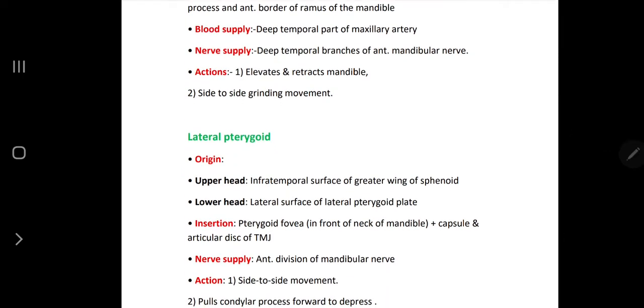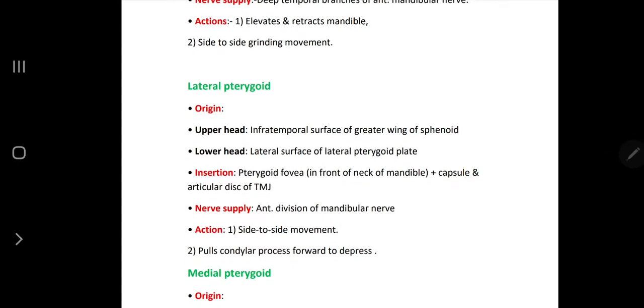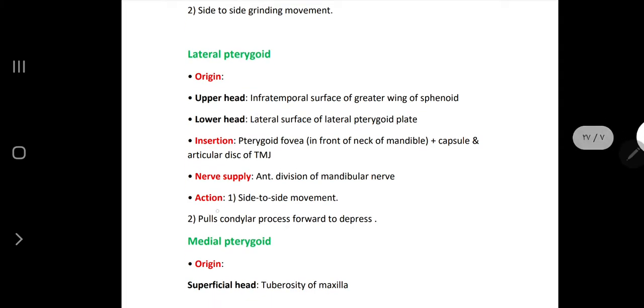Lateral pterygoid: origin مالته upper head infratemporal surface of a greater wing of the sphenoid, lower head lateral surface of the lateral pterygoid plate. Insertion مالته يكون من pterygoid fossa زائد capsule articular disc of temporomandibular joint. Action side to side movement of the mandible, pulls condylar process forward to depress.